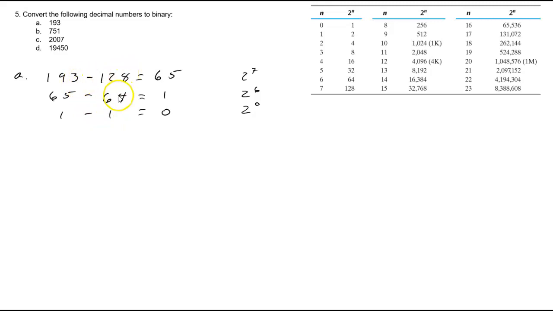Well, 128 plus 64 plus 1 is 2 to the 7th plus 2 to the 6th plus 2 to the 0, which is 128 plus 64 plus 1, which equals 193. Good?